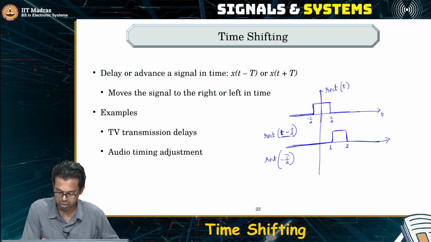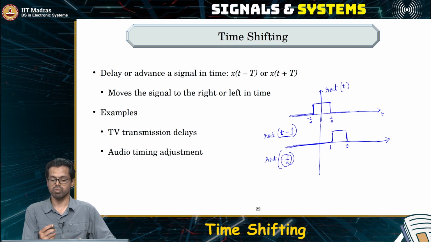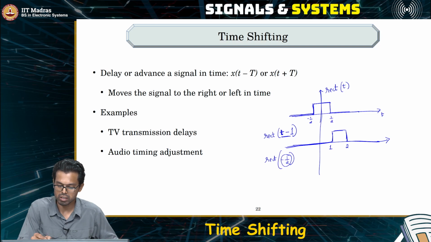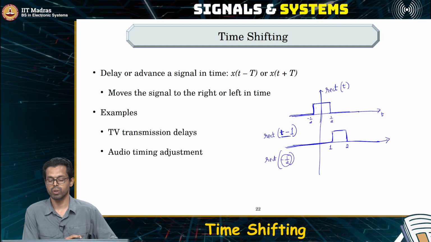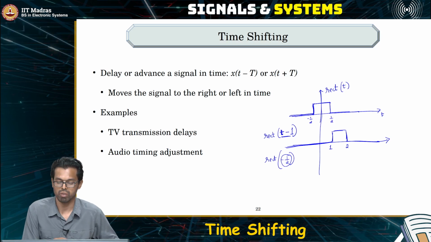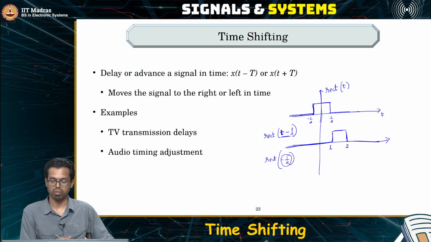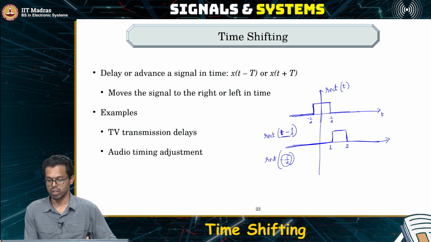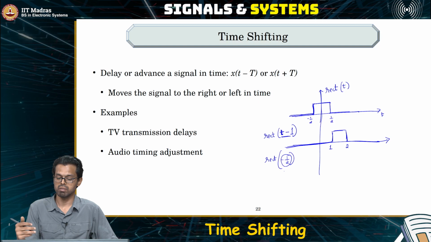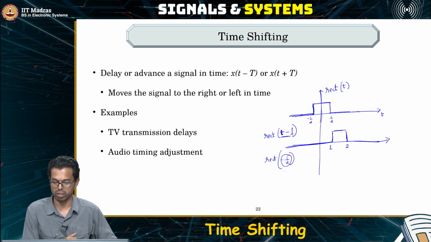Now when this minus half is attained, that is what we are trying to control. So when t is minus half, we know that it will start becoming 1. So why don't we adjust or manipulate this value so that we get the signal to start at exactly where we want it to start.